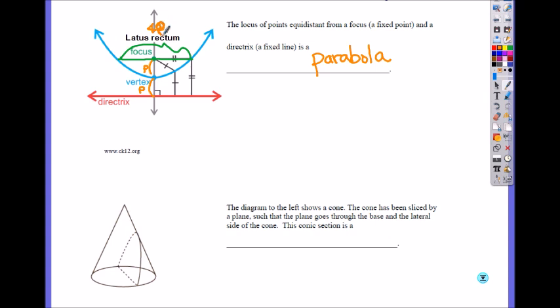This is 4P. And here, the diagram to the left shows a cone. The cone is sliced by a plane such that the plane goes through the base and the lateral side of the cone. This cross section is called a parabola, right? You guys remember all this?